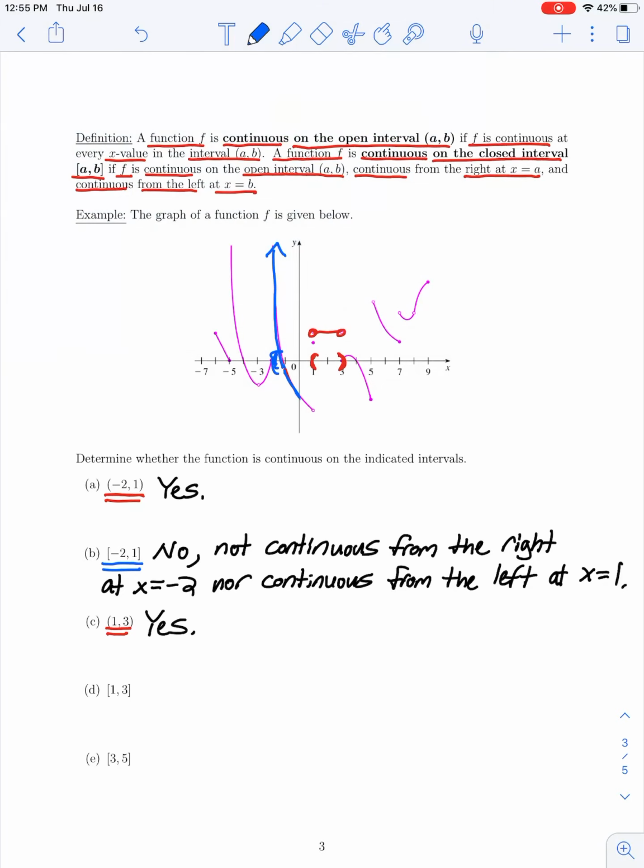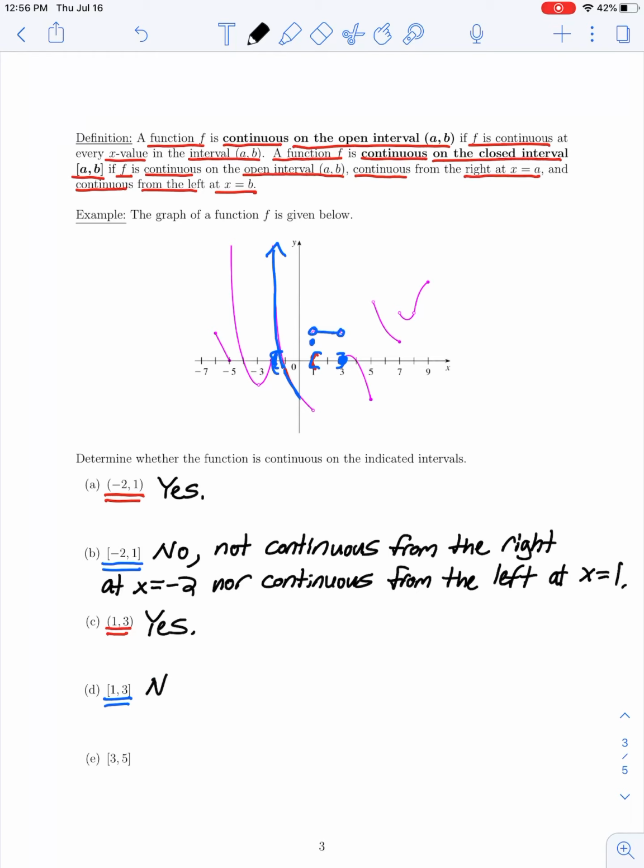And again, looking at the closed interval from 1 to 3, so now if we include our two endpoints, we can see that our function is not continuous over that interval because it's not continuous from the right at x equals 1. We have a right-hand limit, which is different from the value of the function at x equals 1. And our function is also not continuous from the left at x equals 3, since the left-hand limit of our function is not equal to the value of the function at x equals 3.